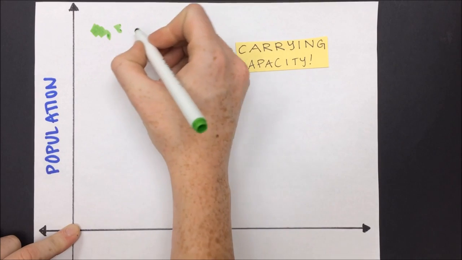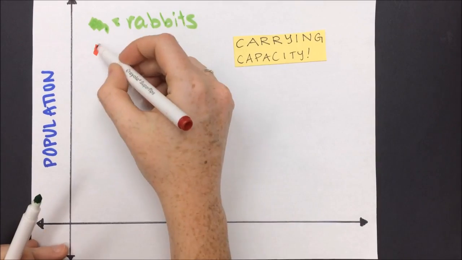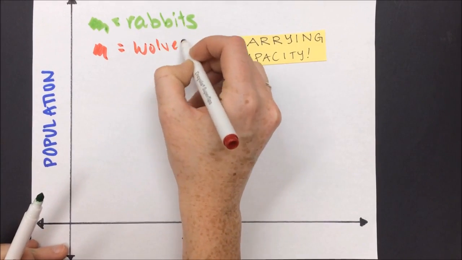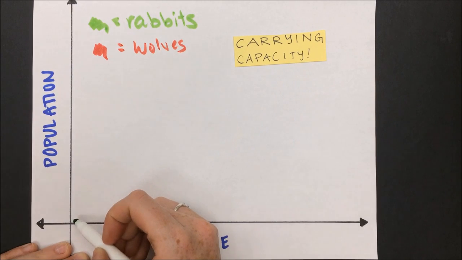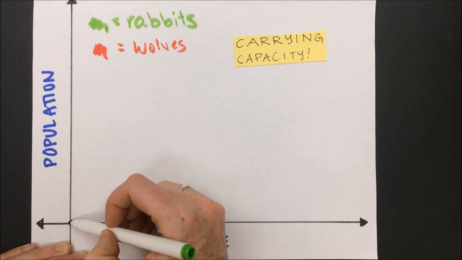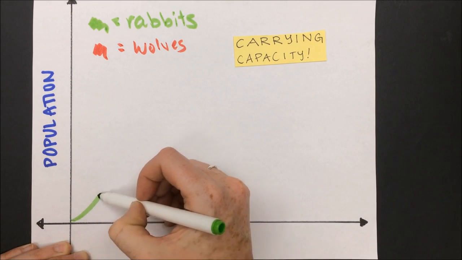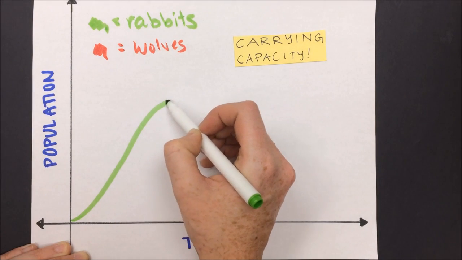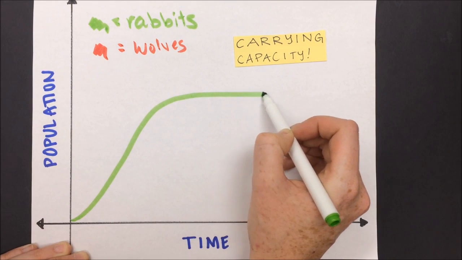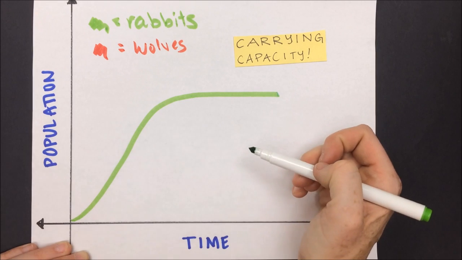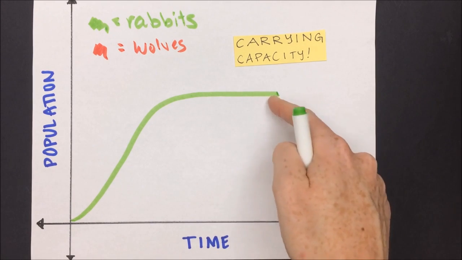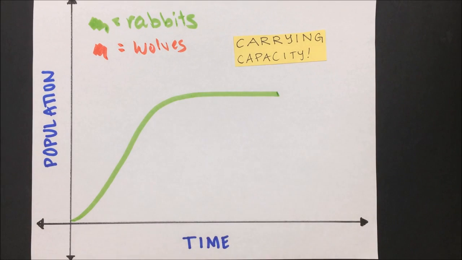Let's say that this green line represents rabbits and this red line represents wolves. In our predator and prey lab, as in other simulations, we saw a slow and then more rapid increase of rabbits. And then the number of rabbits kind of leveled out. That's representing carrying capacity. That's the point at which the ecosystem can no longer really support any new life, and anything extra will die because of lack of resources.